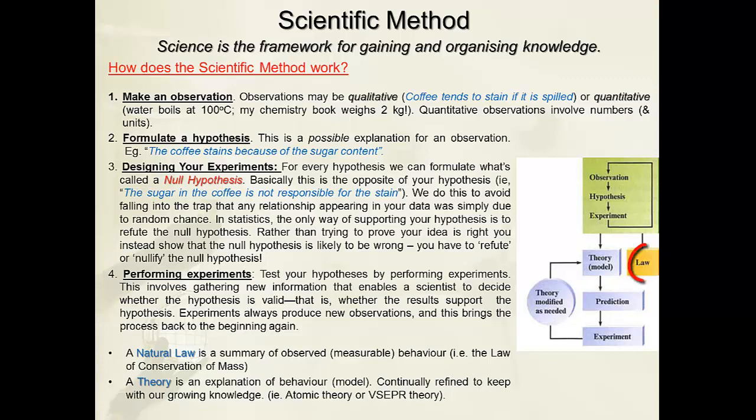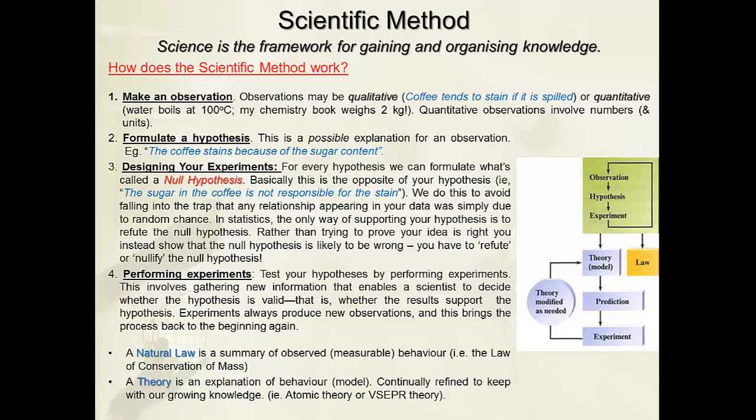Right, so I'm also covering the topic here of a natural law. Down the bottom of the slide there, you can see a natural law is a summary of the observed behaviour. So for example, we've got the law of conservation of mass. So it's not really something that's often disputed, okay?